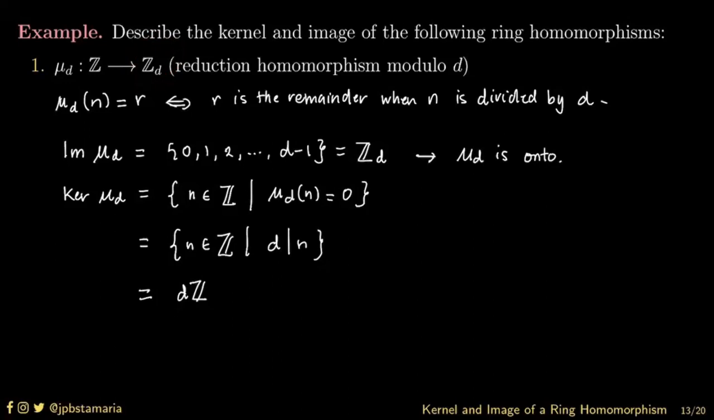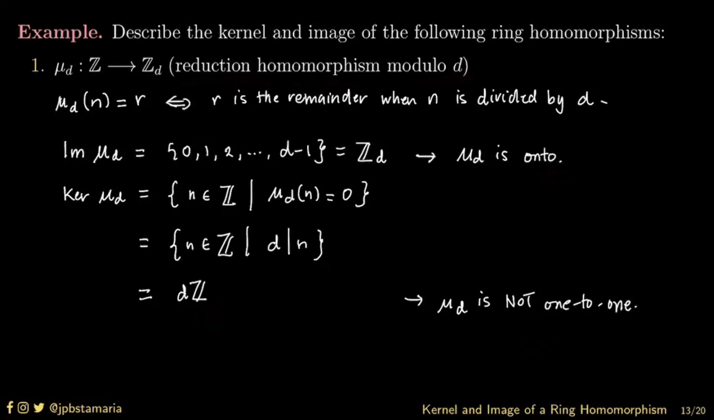Pero when you look at the kernel, mu D is not one-to-one. No? Bakit kaya hindi siya one-to-one? Kasi maraming elements ito eh. Para maging one-to-one, dapat isa lang yung nasa kernel. Dapat yung tanging bagay na nasa kernel ay yung 0 ng ring. No? Pero maraming bagay na nasa kernel, so hindi siya one-to-one. So the mapping or the reduction homomorphism mod D is just an epimorphism but not a monomorphism. Therefore, it's not an isomorphism, clearly.